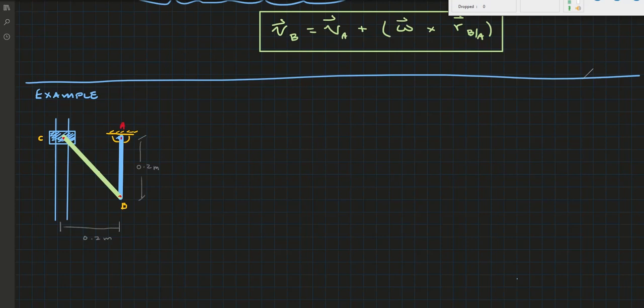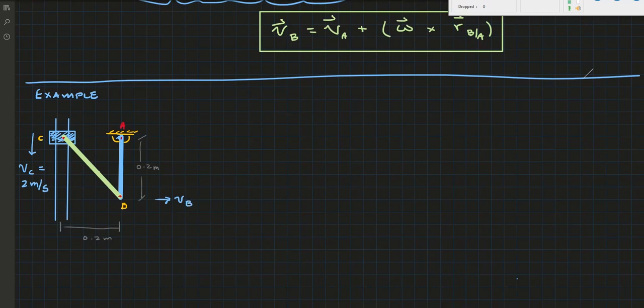Okay, so let's look at an example that utilizes this equation that we just derived in the previous video. Here we have this collar that is moving down with a velocity vC equals 2 meters per second, which means this is going to push B out this way, velocity of B in this direction.